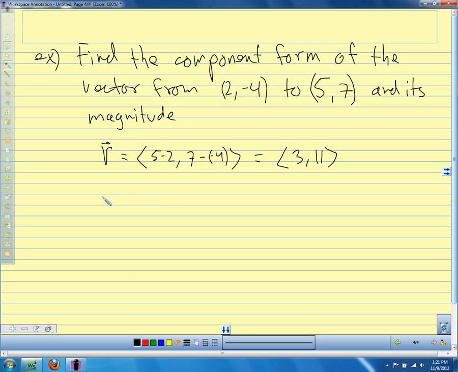The magnitude, or the length of v, is just the square root of 3 squared plus 11 squared. So this is going to give me the square root of 130. So when I have my vector in component form, I just take the square root of the first part squared plus the second part squared. Yes?